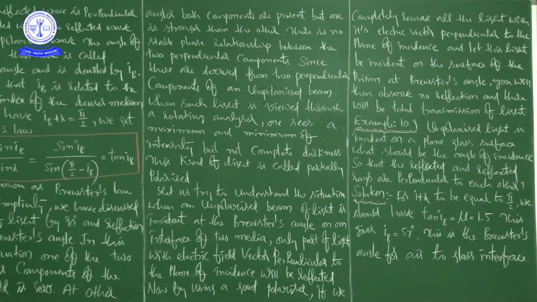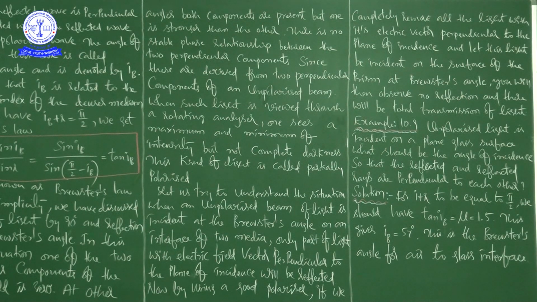At the same time, we have to keep in mind one point: there is no stable phase relationship between the two perpendicular components, since these are derived from two perpendicular components of an unpolarized beam. That is the reason.